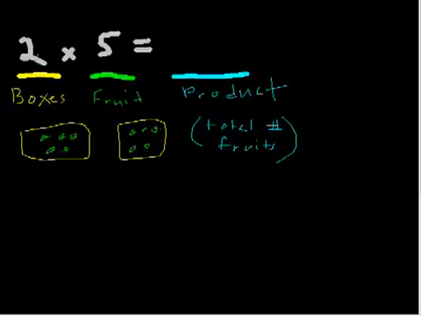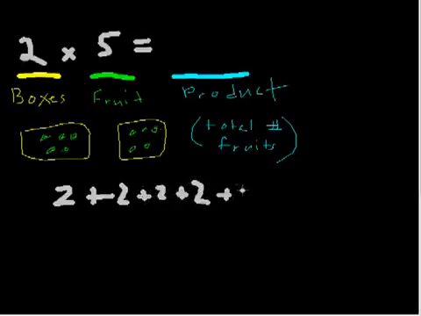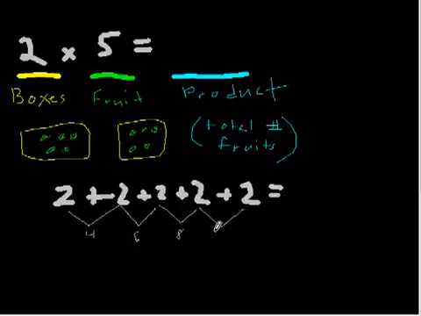But I'm not 100% sure that 10 is the answer. So to verify it, I'm going to use repeated addition. I'm going to add 2 to itself 5 times. 2 plus 2 plus 2 plus 2 plus 2. Well, I know that 2 plus 2 is 4, plus 2 is 6, plus another 2 is 8, plus my final 2 would equal 10.